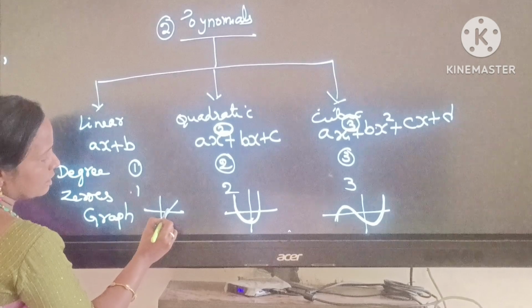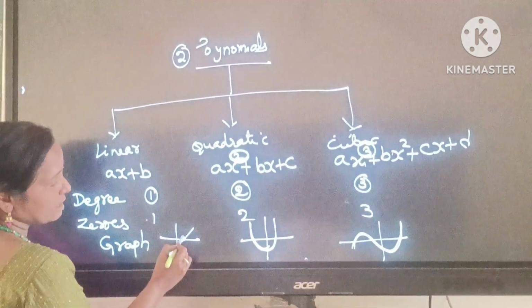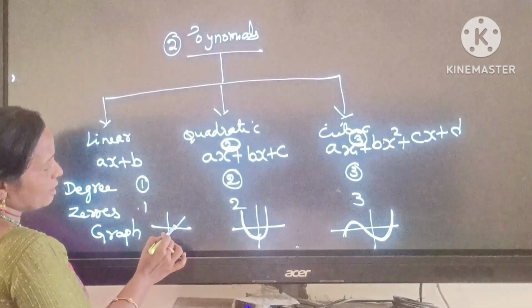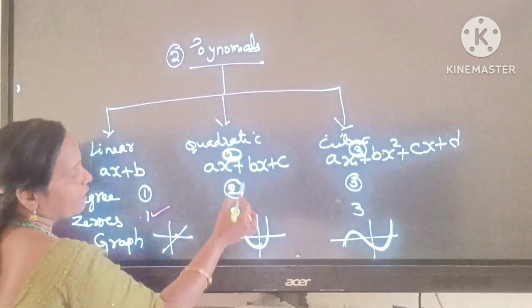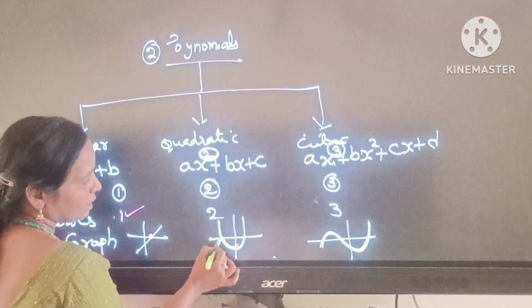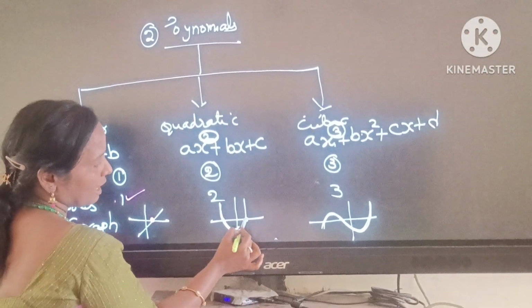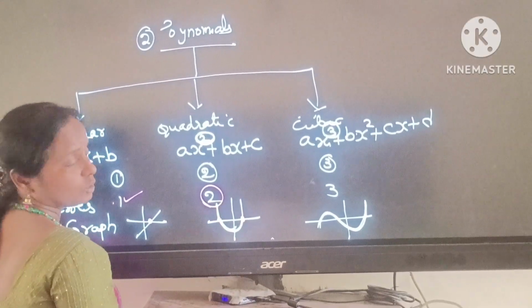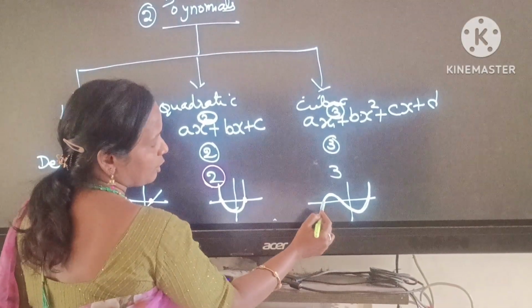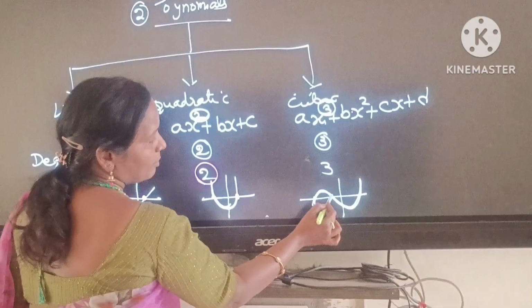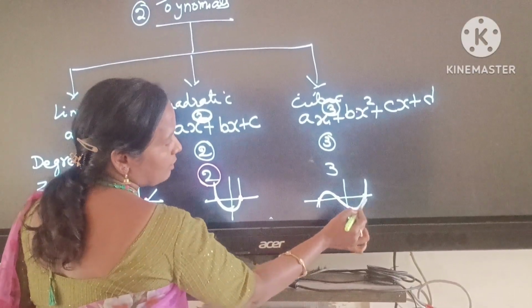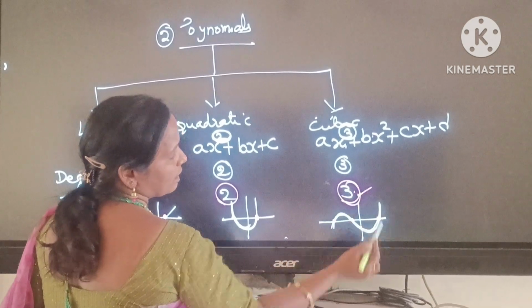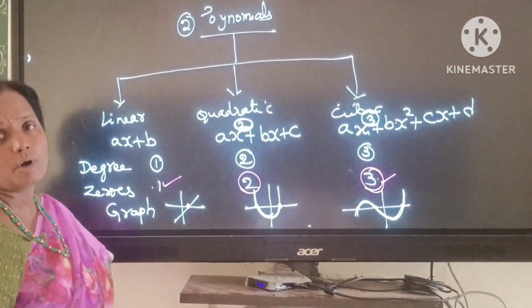How can you determine the number of zeros? Here the straight line intersects the x-axis at one single point, so for a linear polynomial the number of zeros is 1. In a quadratic polynomial, the parabola intersects the x-axis at 2 different points, so the number of zeros is 2. For a cubic polynomial, the curve intersects the x-axis at 3 points, so the number of zeros is 3. So this is the introduction to polynomials.